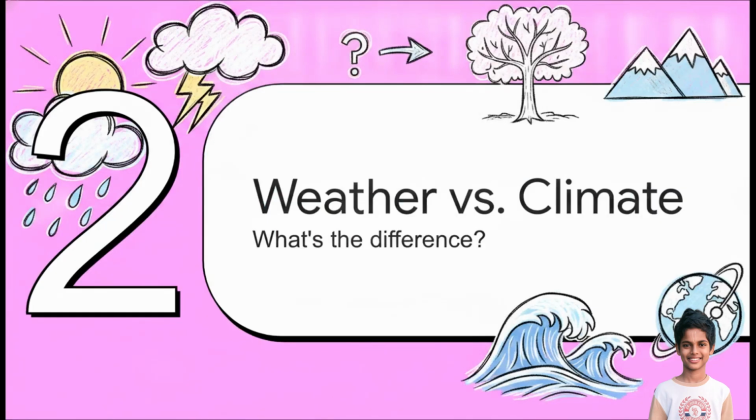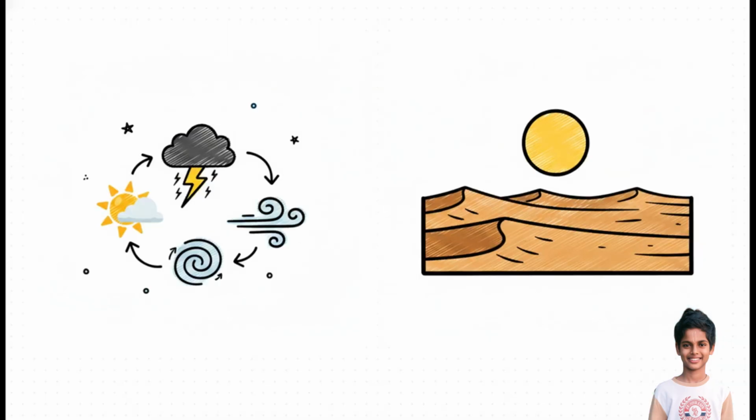Moving smoothly on to Section 2. Weather versus climate. This is a classic exam topic where students always get confused. Let's clear it up once and for all. Weather, like we just saw, is short-term. It's the daily, sometimes hourly changes. But climate is the characteristic pattern of those weather elements observed over a very, very long period of time. It's the big picture.